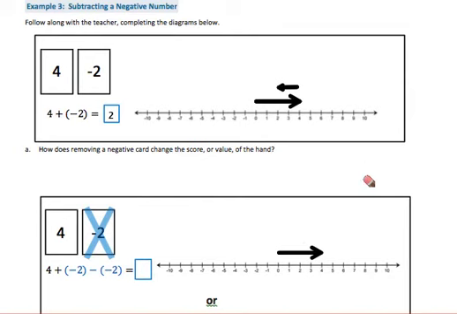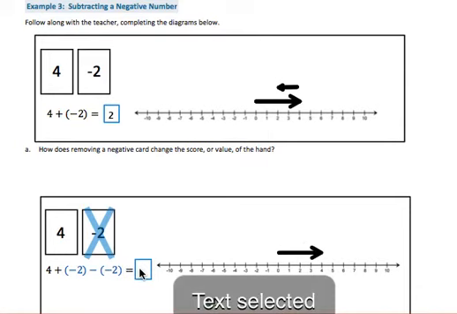And that would actually have the effect of increasing our total because we had decreased it with the negative 2. But now if we subtract away or discard that negative 2, we're actually increasing our value. And that takes us back to 4.